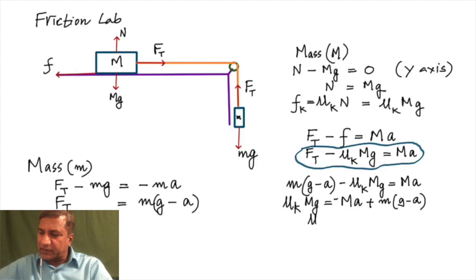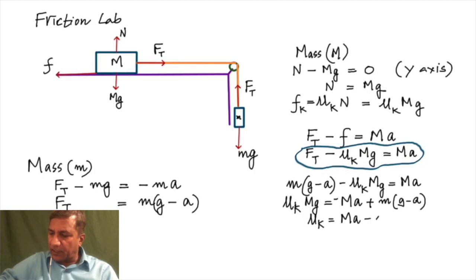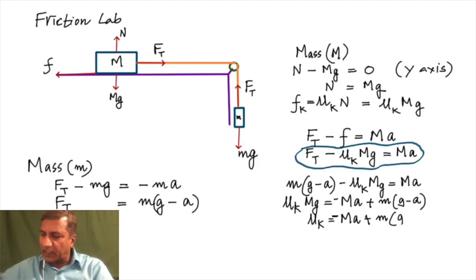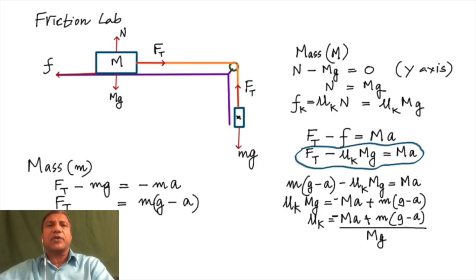And then the next step becomes mu k is equal to minus Ma, again that minus, and then this becomes plus m(g minus a), the whole divided by Mg. So that's the equation that we're going to use to find mu k. So we can see that all that we need to do is know the masses and then find the acceleration of the system.